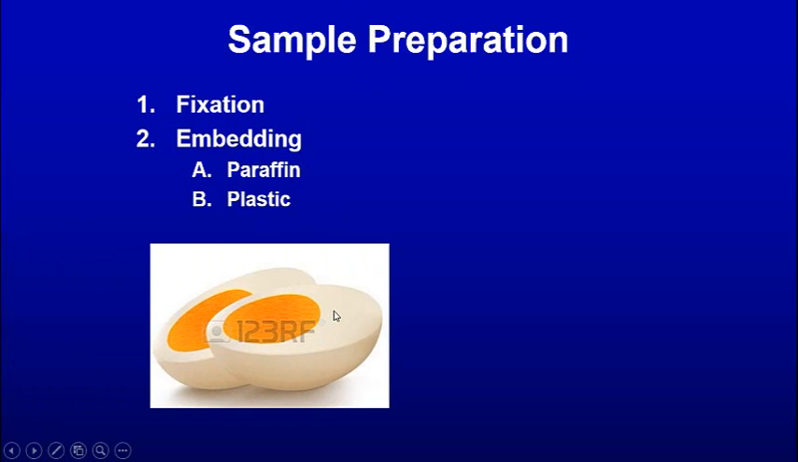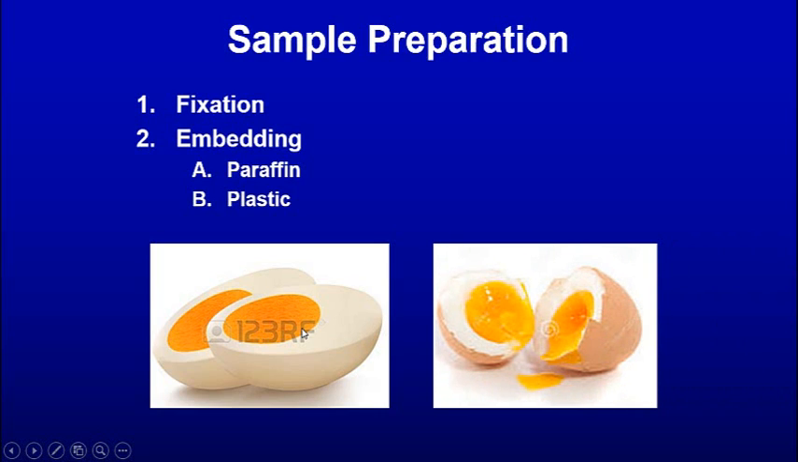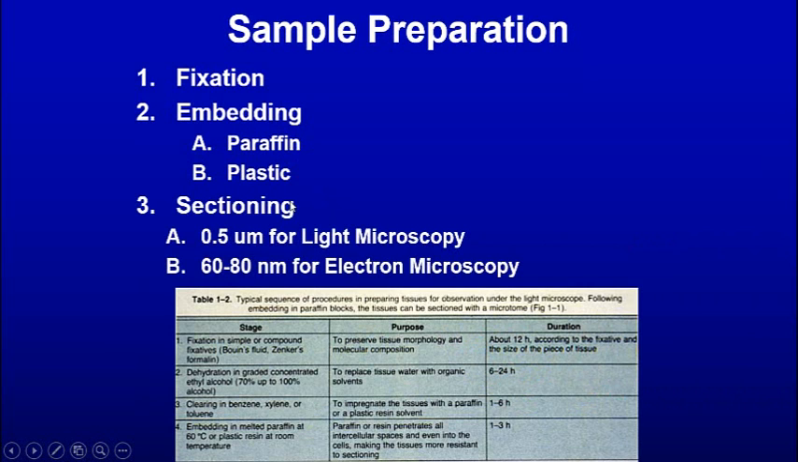If you cut a hard-boiled egg, you can pretty nicely cut. But if it's not hard-boiled, then you can't cut it so nicely. So in tissue, you want it firm, like a hard-boiled egg, or harder. And that's why you put it in these plastic or paraffin. Fix it, plastic, and then you have to section it.